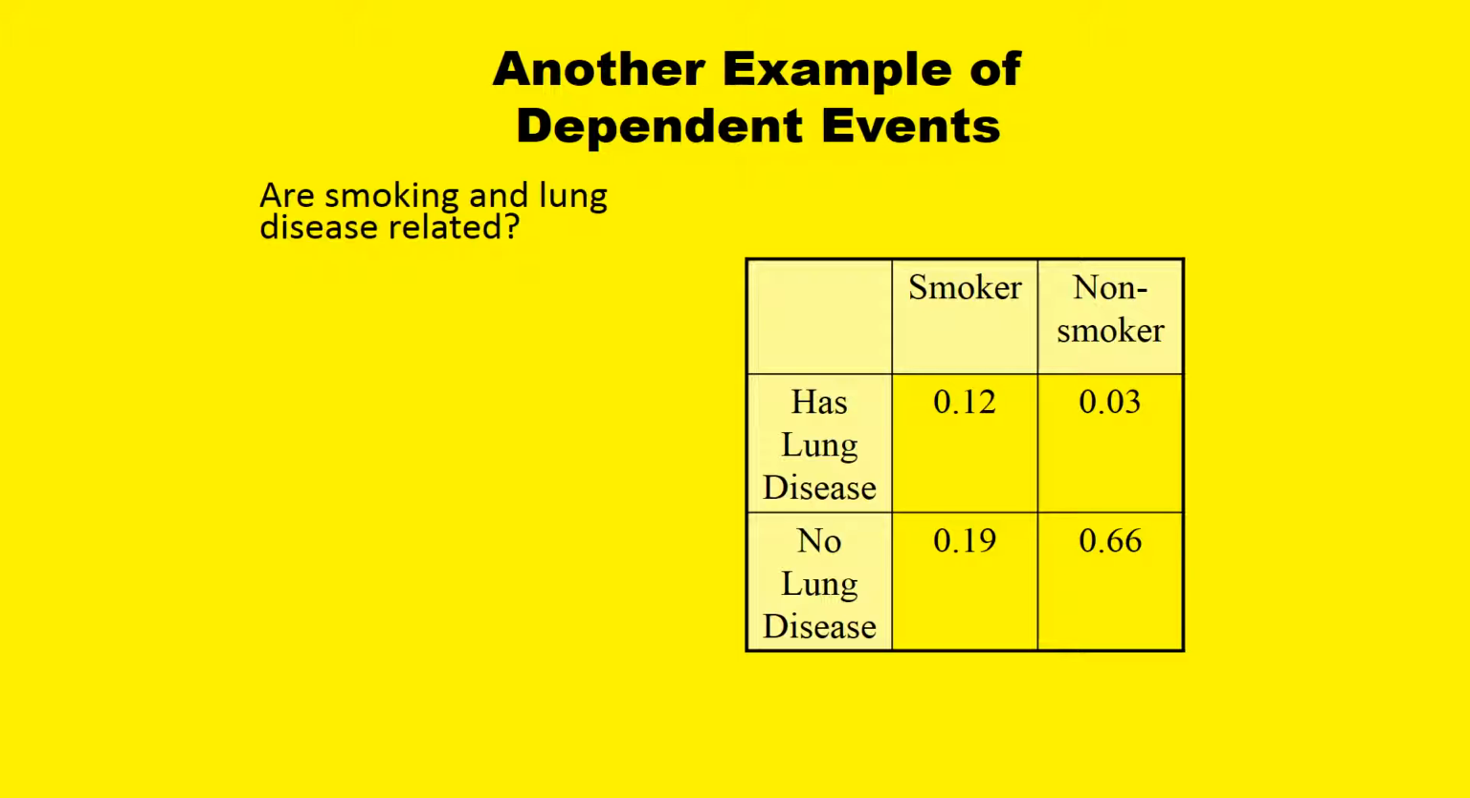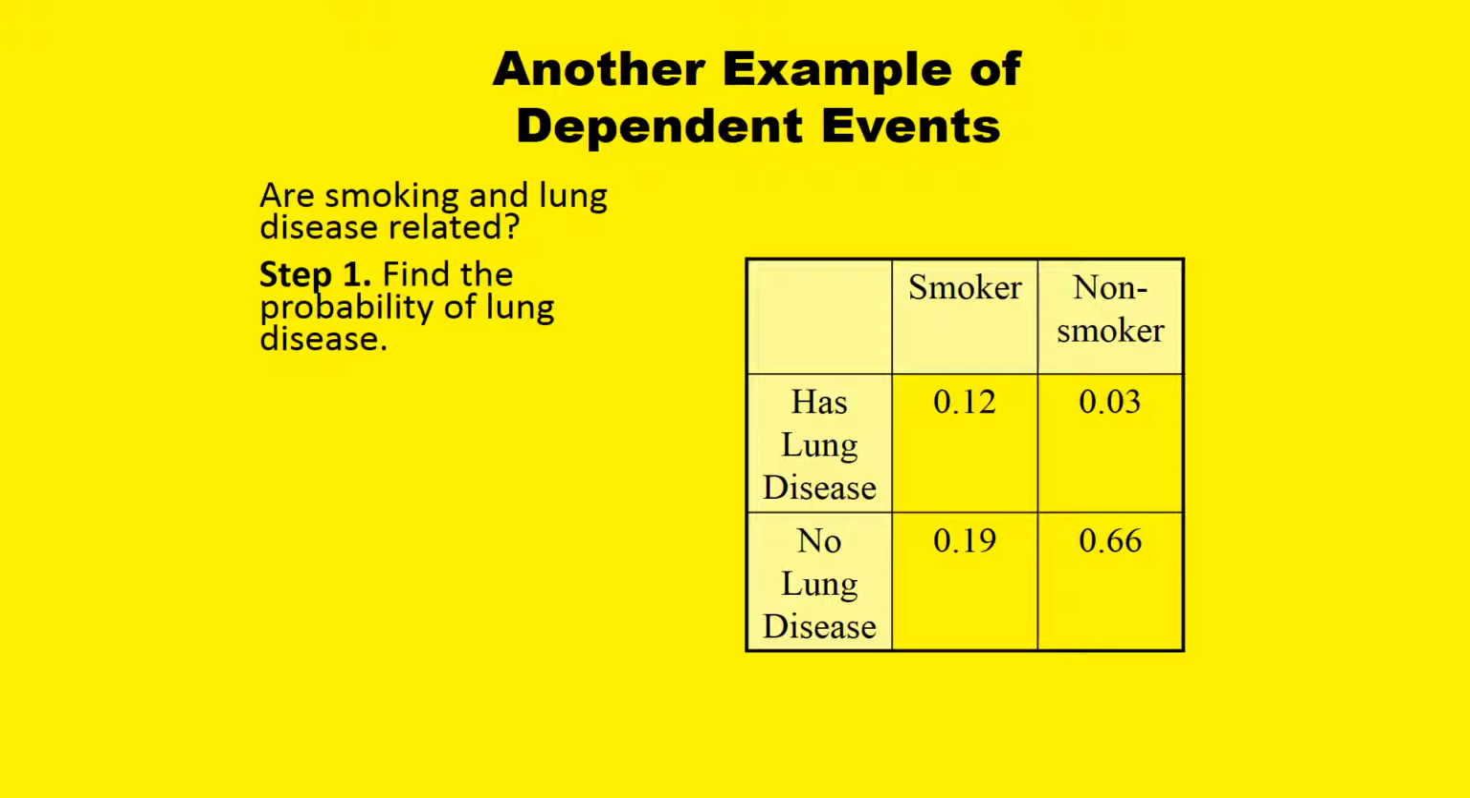Here's a typical problem that you might be faced with in an assignment or in a test. Are smoking and lung disease related? And here are the proportions, the relevant proportions in the 4 cases. If you take any person, the person is either a smoker or not a smoker. The person either has lung disease or does not have lung disease with these probabilities. And it is a legitimate probability distribution. The probabilities all add to 1.